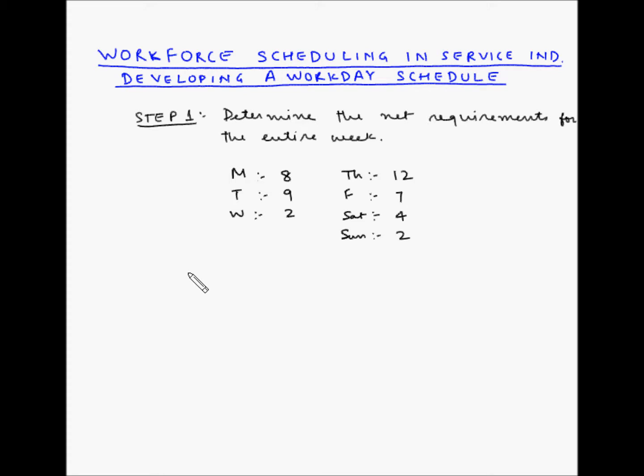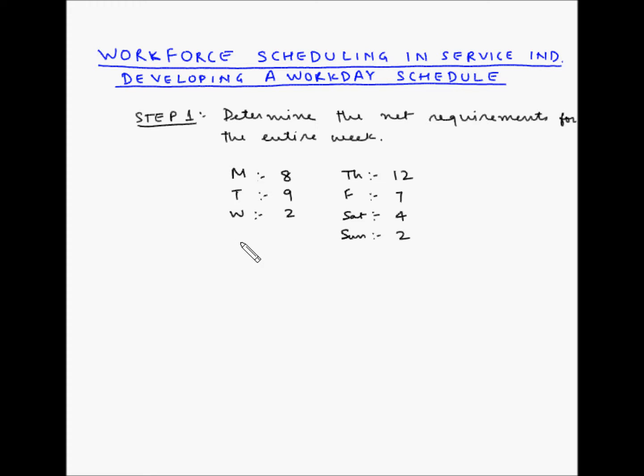Now, since our objective is to give each and every employee 2 consecutive days off, from this net requirement of resources, we have to select a unique pair of 2 consecutive days for which the net requirements add up to be the lowest.